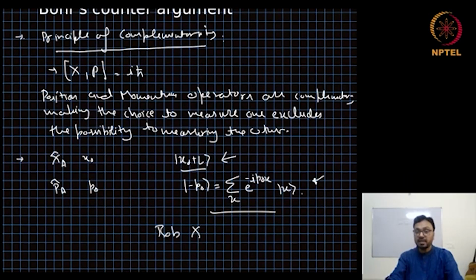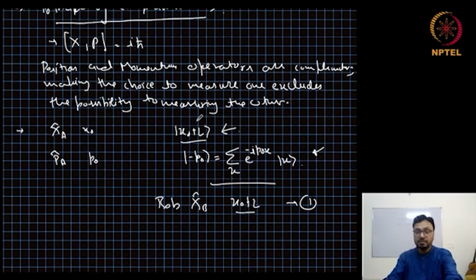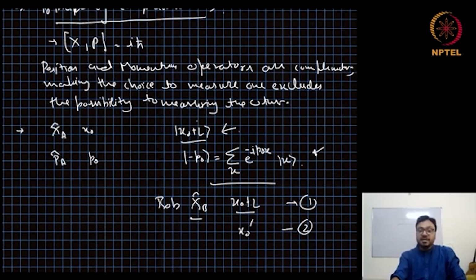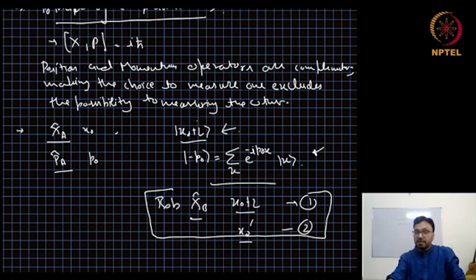Let us say Bob measures observable XB and he gets x0 plus L in the first case, or some x0 prime in the second case, some value of position in x. So for Bob, these are just two values of measurement. From this data alone, he cannot infer whether XA measurement or PA measurement was performed on particle A, because these are just position values. It is possible that he got x0 and assumes that on side A, XA measurement was performed and the outcome was x0 prime. Or on the other side, PA was performed and P0 came out as the outcome. So from this data alone, it's not possible to infer what was measured in lab A.